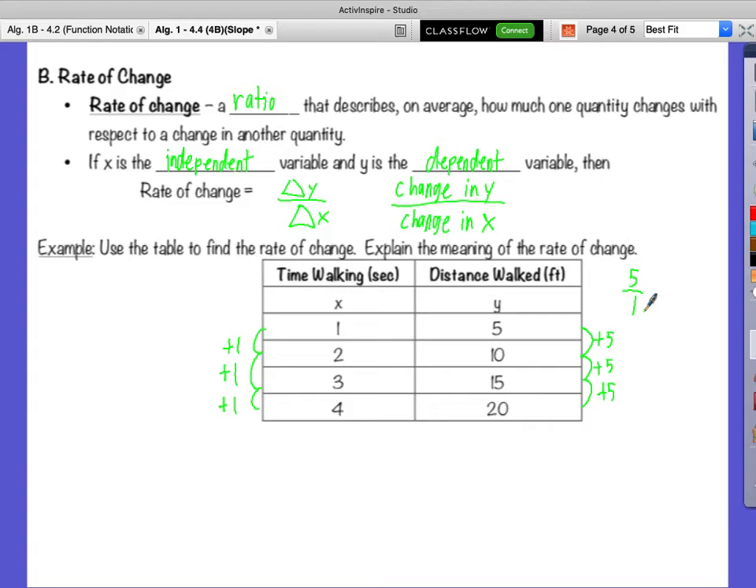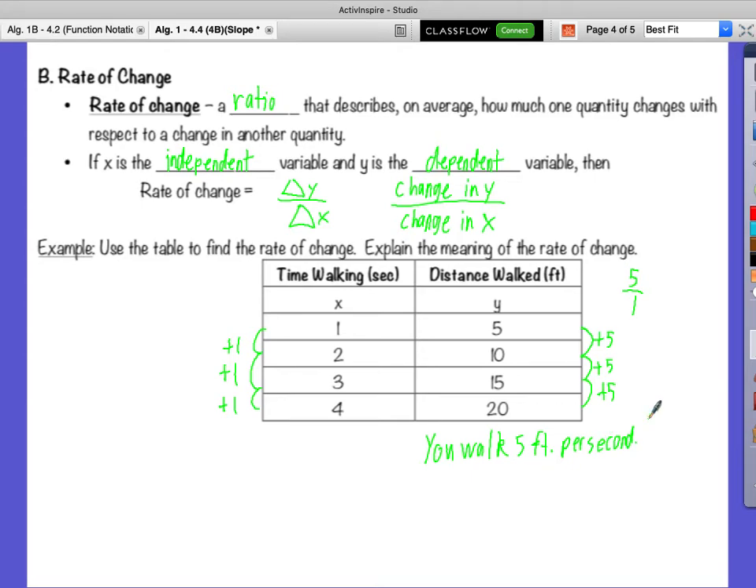So somebody tell me how we could write a small sentence describing this rate of change. Elliot. You walk 5 feet per second. Yes. What's another way you could word it that really says the same thing? 5:1. Okay. Another sentence.